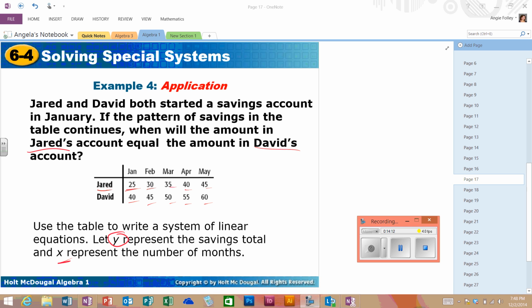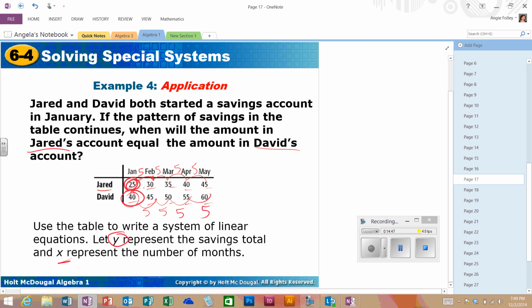So just to kind of look, Jared starts with $25, okay? When he has the next month, he has 30. That means he put $5 in. The next month he has 35, so he put 5 in. The next month he has 40, so he's adding 5 each month. He started at 25 though, okay? David started with $40, and he's adding $5 here, $5 here, $5 here, and $5 here. So David's adding $5 each month, Jared's adding $5 each month. Jared starts with 25, David starts with 40.